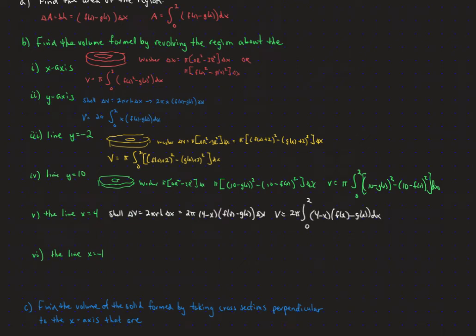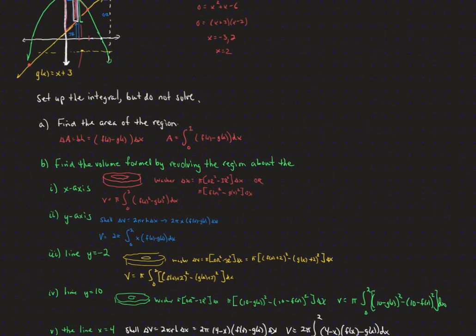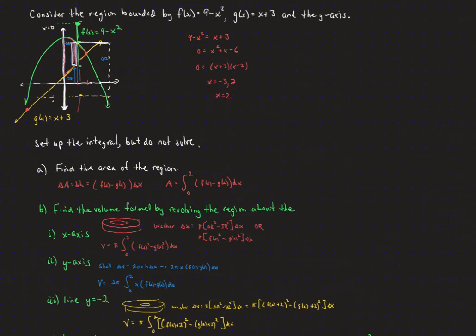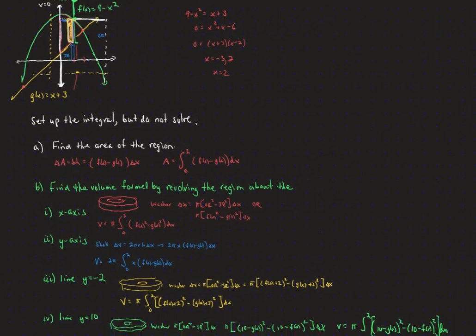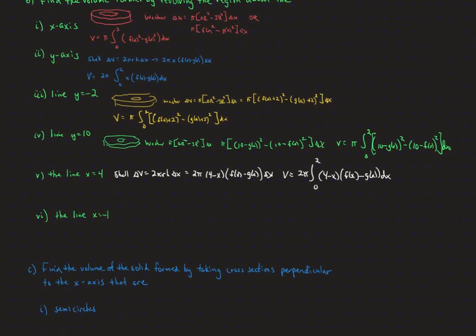Now, the line x equals -1 is a vertical line, but it's going to be on the left side of our region. So, again, it's going to be parashell. So for the radius, we want to go from the axis of revolution to the edge of our rectangle. So we're going to go right minus left, which is going to be the x minus the -1. So let's see, we got another shell.